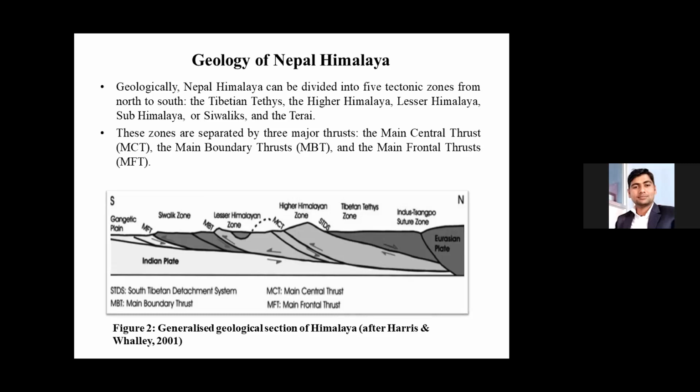Between Indo-Gangetic plain and Siwalik zone, there is a main frontal thrust or Himalayan frontal thrust. And between Siwalik zone and lesser Himalayan zone, there is main boundary thrust, and between lesser Himalayan zone and higher Himalayan zone, there is main central thrust. And higher Himalayan zone is separated from Tibetan Tethys by South Tibetan Detachment Systems, that is STDS, which is shown in the general map.